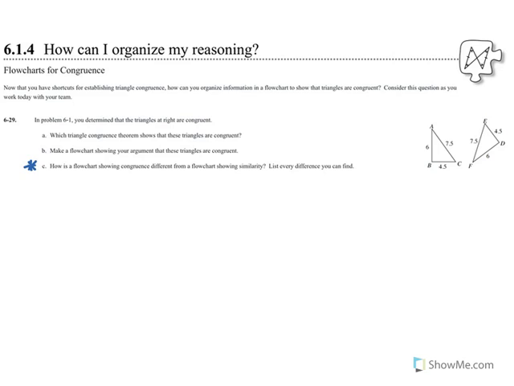You have similarity charts in your notebook. If you need your old notebook to look back at from last semester to find your similarity charts, you can go ahead and get it out of the cabinet and look at that. But I want you to show every single difference between a congruence chart and a similarity chart. So we can see on this one that we're going to use side, side, side. So this side is congruent to this one. This side is congruent to this one, and this side is congruent to this one.